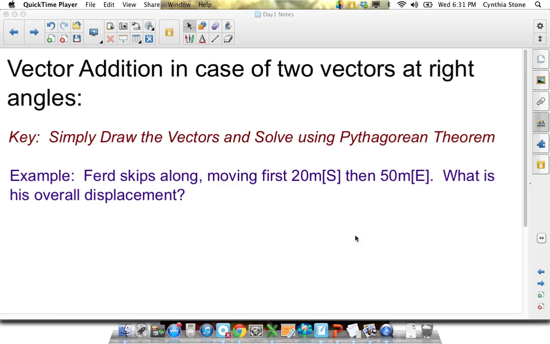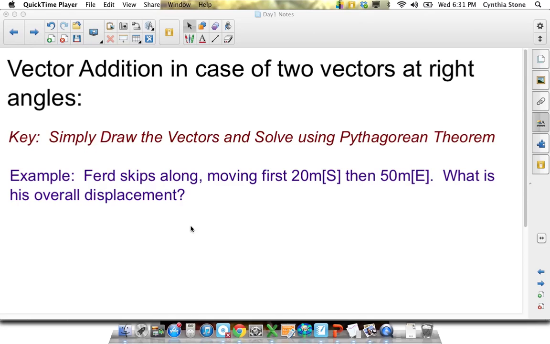You have your two vectors at right angles to each other. This is really simple, but sometimes I forget to go through it because it is so simple that when you hit the example or a question on your test, you don't know what to do, right? What I mean is, if the two vectors that you're adding are at right angles to each other, what do you do? The answer is you simply draw the vectors, because essentially you've got the x component, you've got the y component, and you're looking for the resultant.